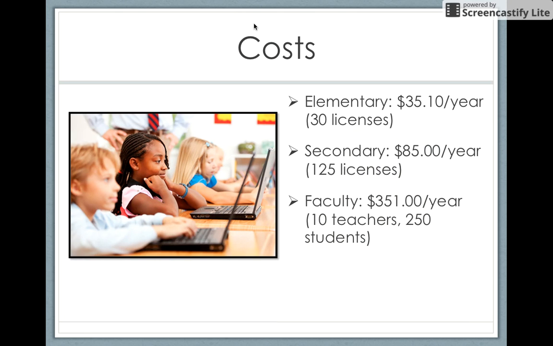So Glogster does come with a free 7-day trial, but after that, all your materials are erased until you buy a license. So it might just be helpful to start from the beginning with that. To get an elementary license, that's 30 licenses, and that's $35.10 a year. A secondary license is 125 licenses, and that's $85 a year. Or to buy a license for a whole faculty, $351 a year, and you get 10 teacher licenses and 250 student licenses. That's a broad range within a school, if not the whole entire school.